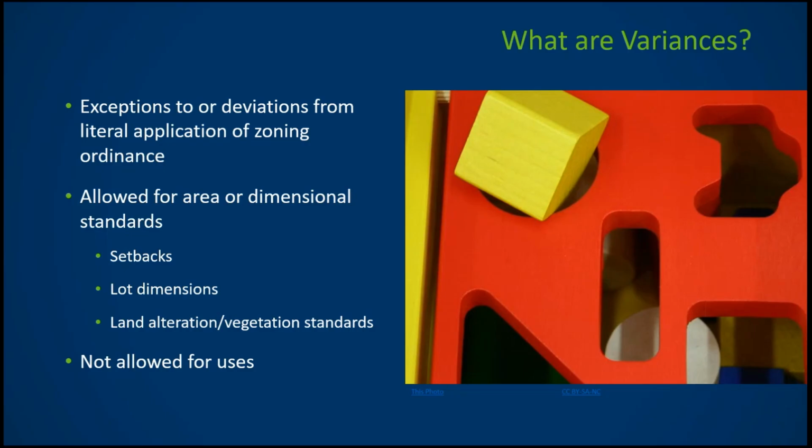Variances are allowed under Minnesota law to area or dimensional standards such as setbacks. However, many other standards such as land alteration and vegetation management standards also qualify for variances. With that said, state law specifically prohibits use variances. So for instance, one cannot request a variance to allow a use that's otherwise prohibited under a particular zoning district.